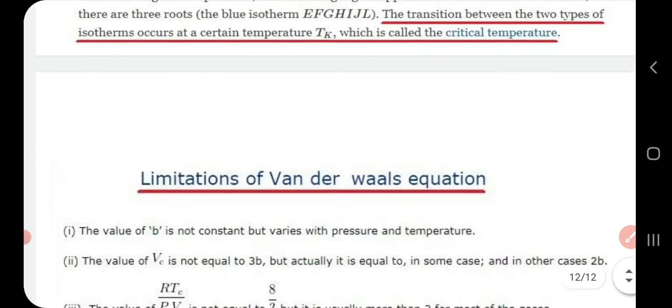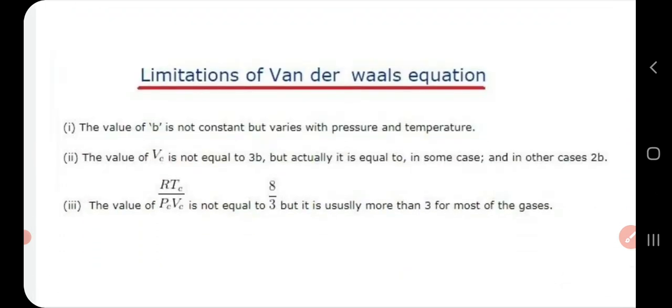Now, limitations of the van der Waals equation. First one, the value of b is not constant, but it varies with the temperature and pressure. The value of Vc is not equal to 3b, but actually it is equal to some other value in some cases, and in other cases it is 2b. The value of RTc/PcVc is not equal to 8/3, but it is usually more than 3 for most gases.